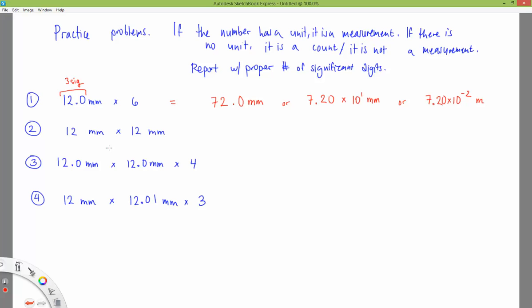Okay, 12 millimeters times 12 millimeters. So we've got 2 measurements. You punch 12 times 12 in your calculator and you get 144, okay? But we only have 2 significant digits here and we only have 2 significant digits here, so we should only have 2 significant digits in our answer. So we should write 140 millimeters squared, or to accurately report this or make it non-ambiguous, you can write 1.4 times 10 to the 2 millimeters squared.